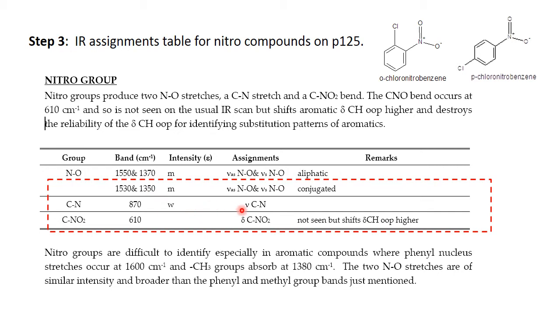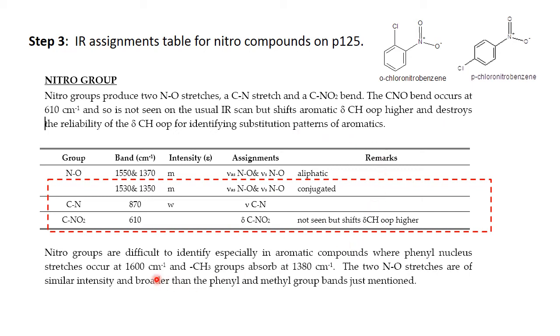A CN stretch occurs at about 870, and we may in fact see a C to N bend in the region of about 610. Now, it is said that this may in fact alter the position of the out-of-plane bends and move them a little higher, and hence detract from or perhaps destroy the reliability of the out-of-plane bends for identifying the substitution patterns in aromatics. We'll do the best we can.